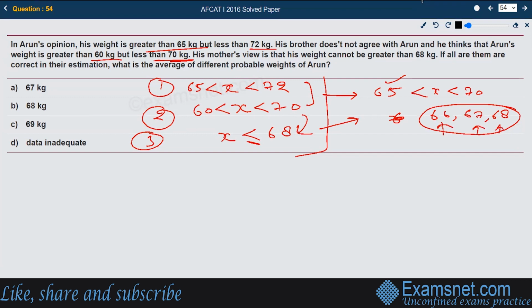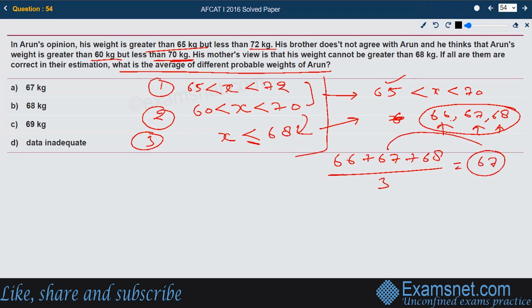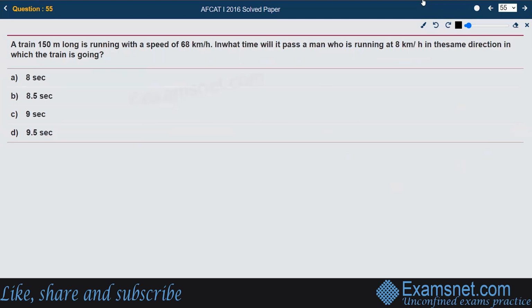And in the last part he is asking, what is the average of the different probable weights? So we have to find the average of 66, 67, 68, though we don't really need to, because the average is always the center value. So 66 plus 67 plus 68 divided by 3 gives us 67 again, because that is the mid value. So the right answer is 67 kg and option A is right. Let us go to the next question.